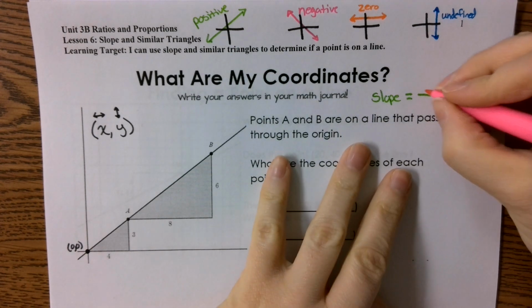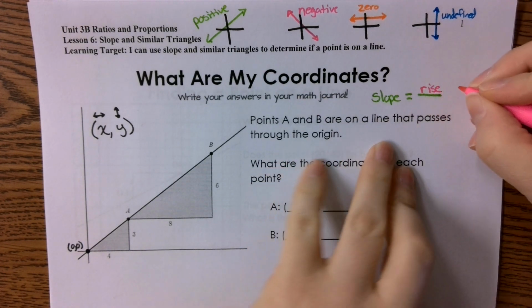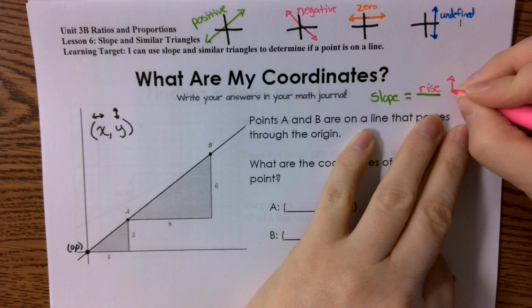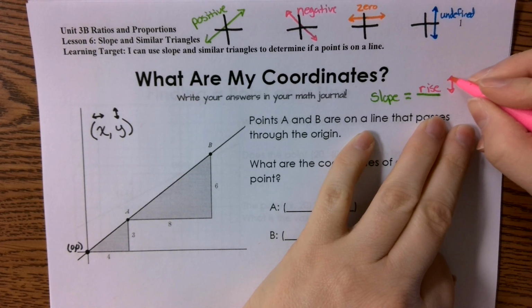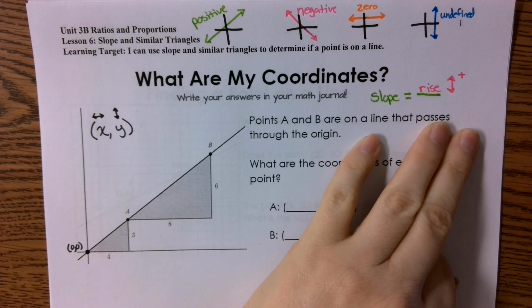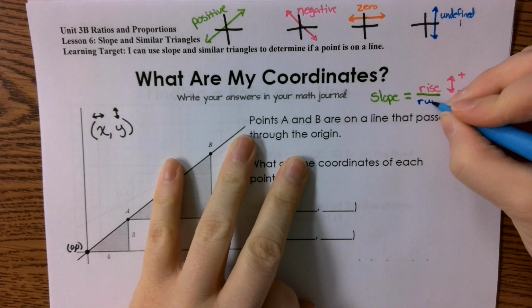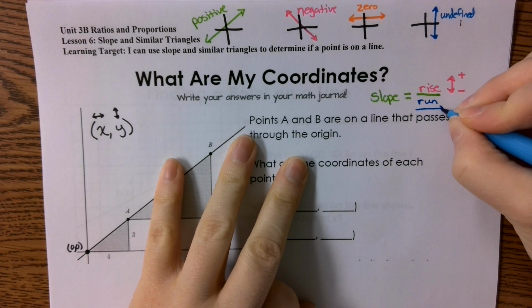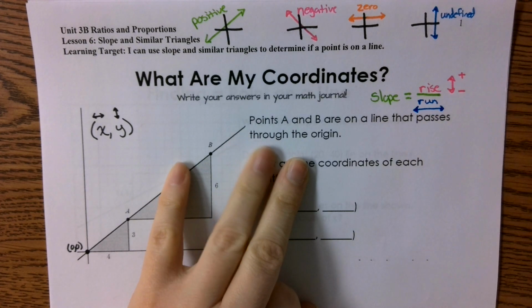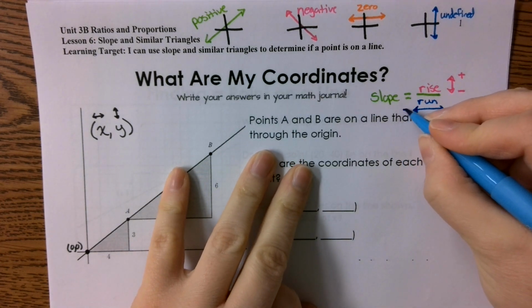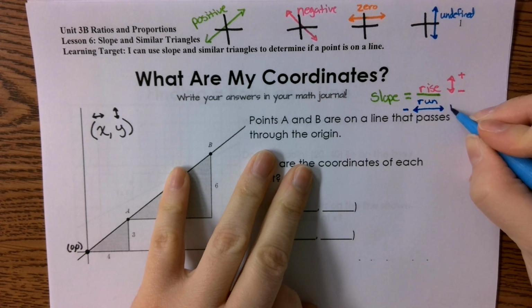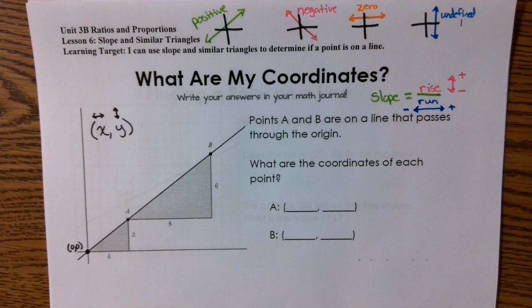Where the top number, we call our rise. That means how far up and down we move. If we are moving up, we're moving in a positive direction. If we move down, we're moving in a negative direction. And then on the bottom of our fraction, we call that the run. That is moving us left and right. If we're moving to the left, that would be a negative direction. If we move towards the right, we're moving in a positive direction. So up is positive, down is negative, left is negative, right is positive.